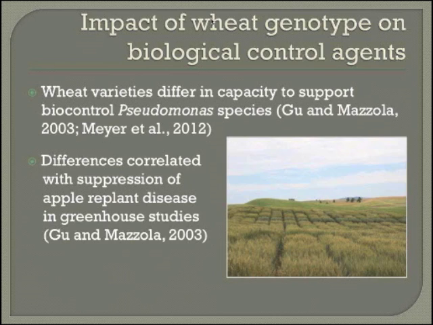And Gu and Mazzola actually screened 13 different wheat varieties and found differences in how the varieties support these, and they were correlated with suppression of apple replant disease in greenhouse studies, but it didn't work as well in the field.